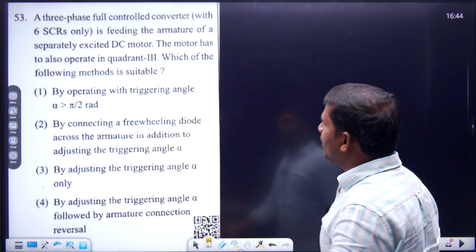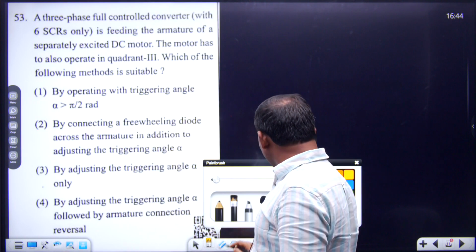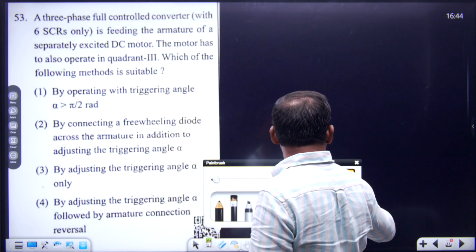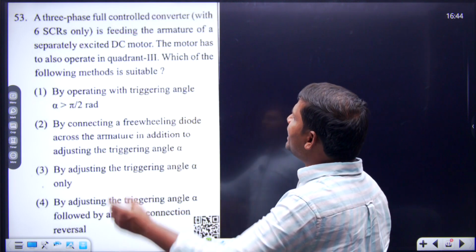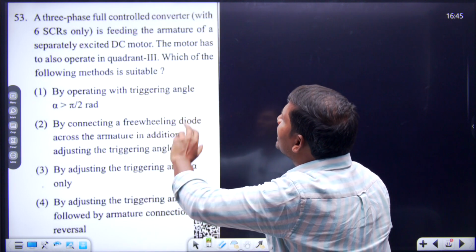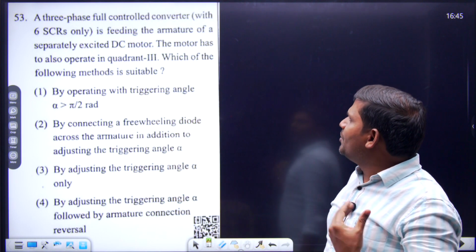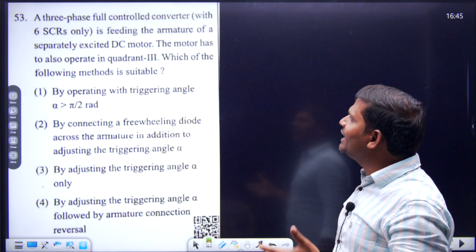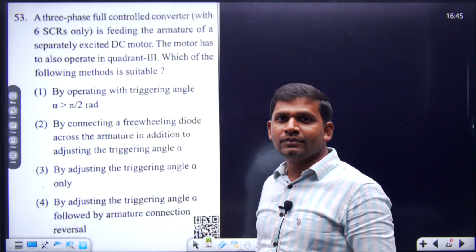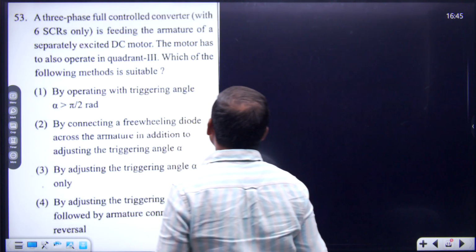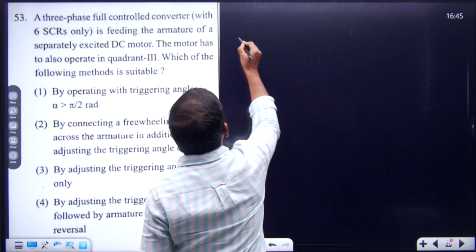Next, this is also a very simple question. Once you know the concept, solving the questions is very easy. A 3-phase fully controlled converter feeding the armature of a separately excited DC motor. The motor has to also operate in the third quadrant. Okay, this is important. Given is third quadrant operation you want.